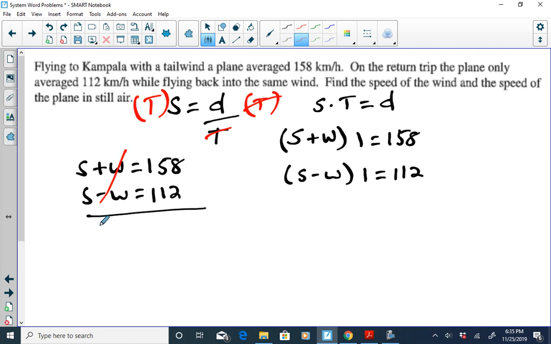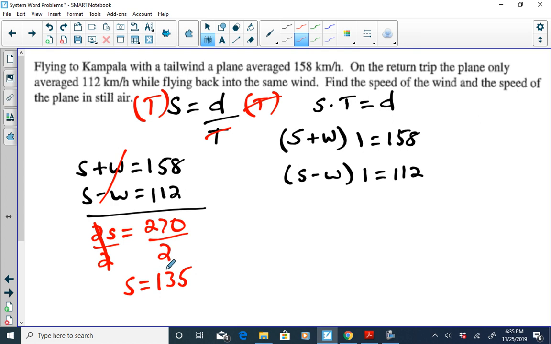We eliminate the W's with addition, and wind up with 2S is going to be equal to 270. We divide both sides of the equation by 2. They cancel. So the speed of the plane is going to be 135.